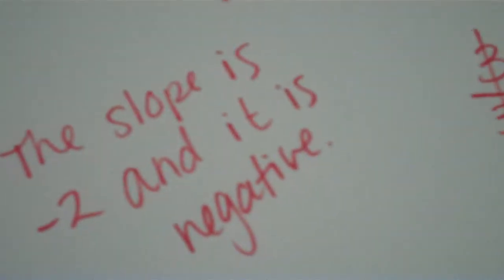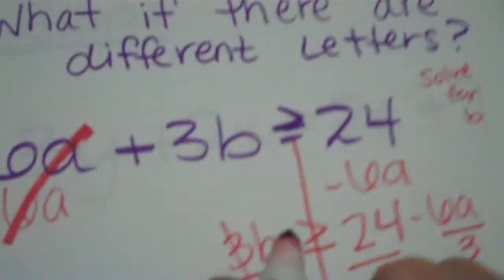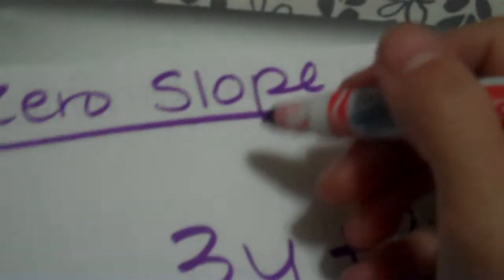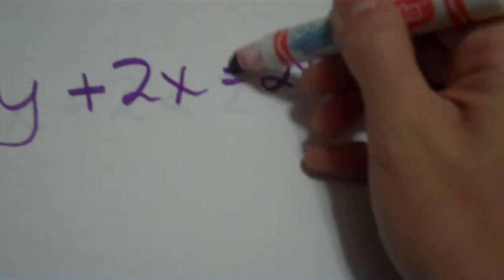Okay? So make sure you're doing that. And you could put that in the calculator and see that it goes down. Okay? So different letters, no problem. Zero slope. You are not going to see this very often, but I just want to show it to you. So hit pause and write that down. And let's draw our line.